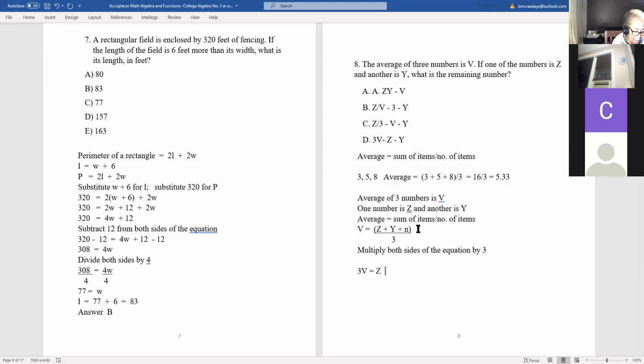Z plus Y plus N. Right. Now, what do I have to do to solve for N? You're going to minus N. No, I'm solving for N. So what I'm going to do is do what? Divide N. No. I'm looking for N. Oh, you're looking for N. So you're going to divide by 3 on both sides.